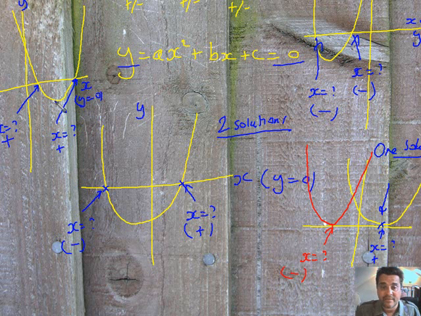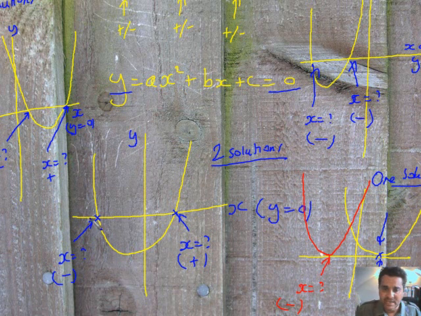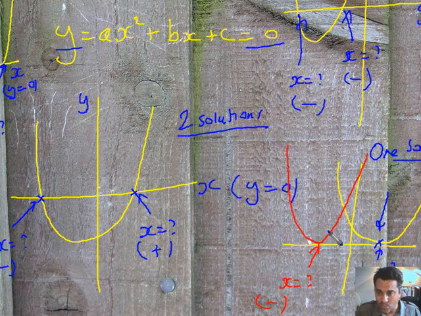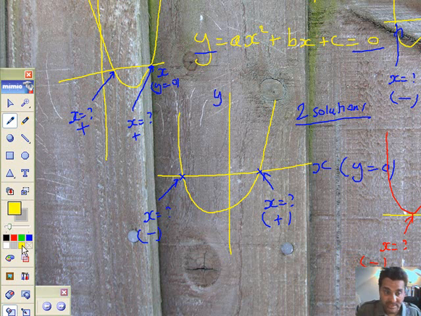So look, we can have two answers, both positive, or two answers, both negative, or one of each. And here we just get one solution where the line just touches the axis in one point and takes off again. It could be a negative or positive solution. And it's even possible to have a graph with no solution whatsoever.